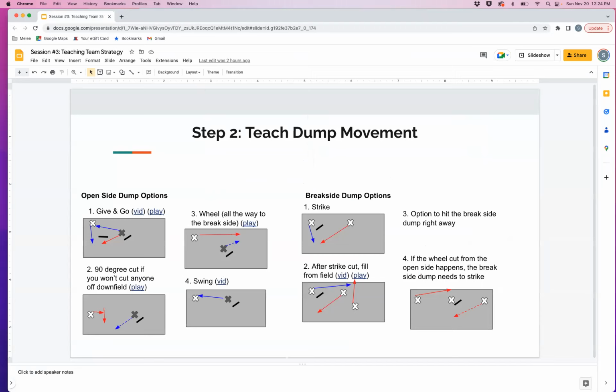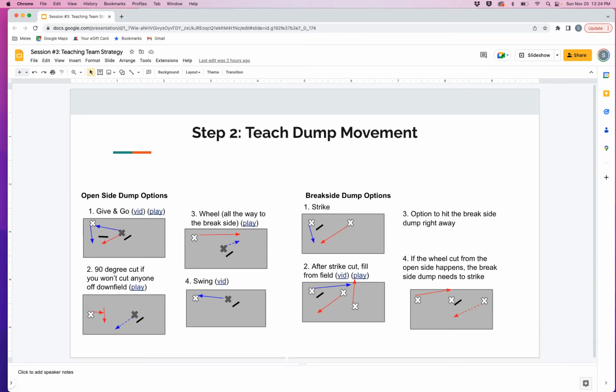Okay, the next thing that I typically teach before teaching a full team strategy is teaching dump movement. Typically, your dump movement can be used across all of your strategies. For example, if you play a vert stack and a hoe stack in the same season, typically your dump movement is going to look the same. Right, whether you're playing a vert or a hoe, the concepts are the same. So I always start here.